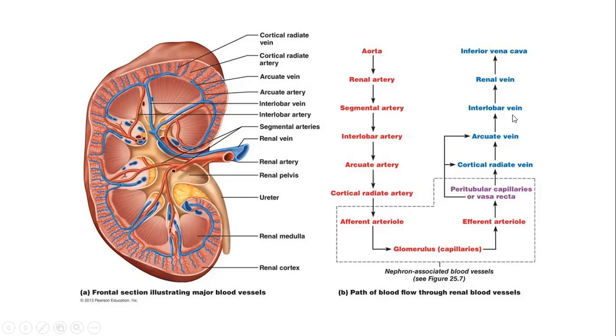Finally, the renal vein emerges from the hilum in front of the renal artery. So in the hilum, the anteriormost structure is the vein, next to it is the artery, and more posterior, we have the ureter. The renal vein drains into the inferior vena cava.